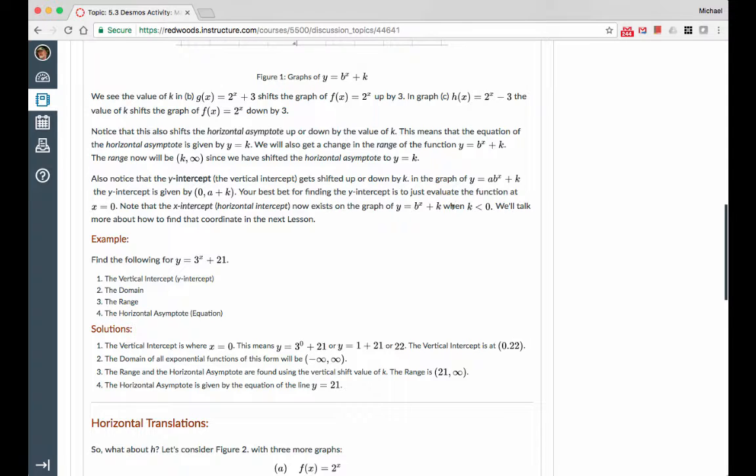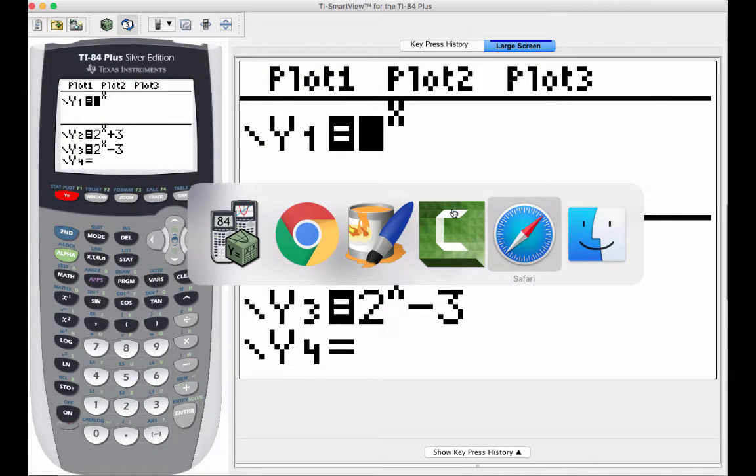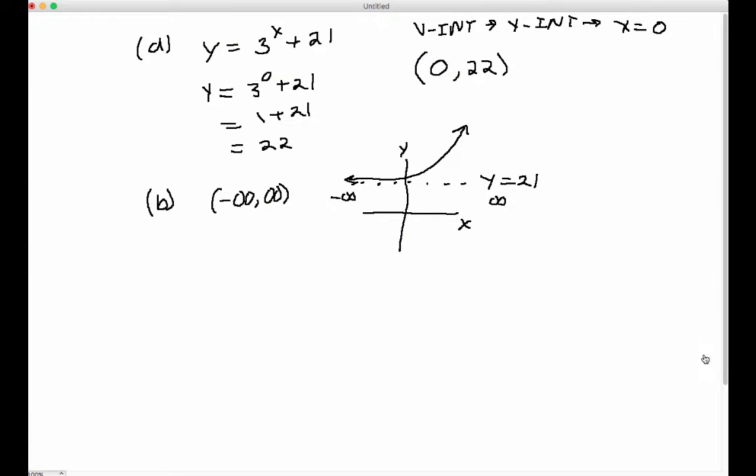Okay, they want to know the range. Let's go back and take a look at our graph. That's going to help us with the range here. There we go. If we look at the range, notice that it starts here at 21, and then it goes off in that direction up towards positive infinity. So our range is going to begin at 21, but not included because it's an asymptote. It doesn't get to touch it. And then it's going to go off to positive infinity.